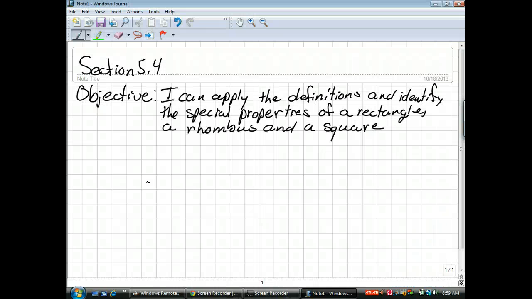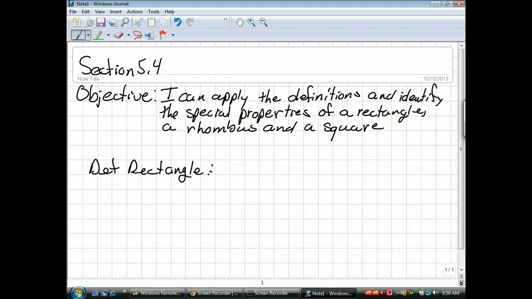Section 5.4, our objective today is I can apply the definitions and identify the special properties of a rectangle, a rhombus, and a square. So let's start out with the definition of a rectangle.